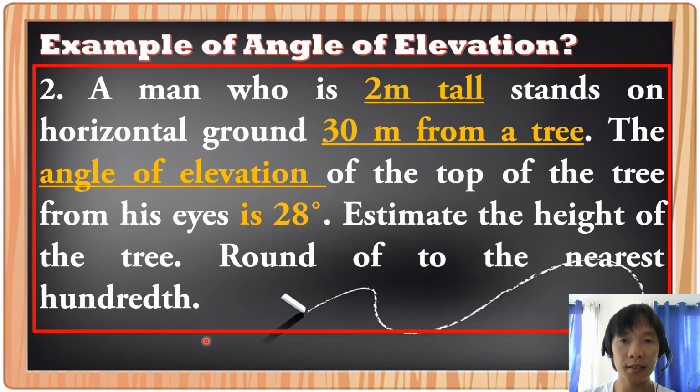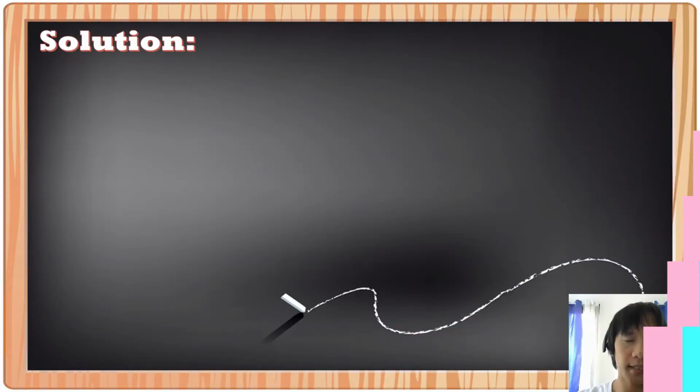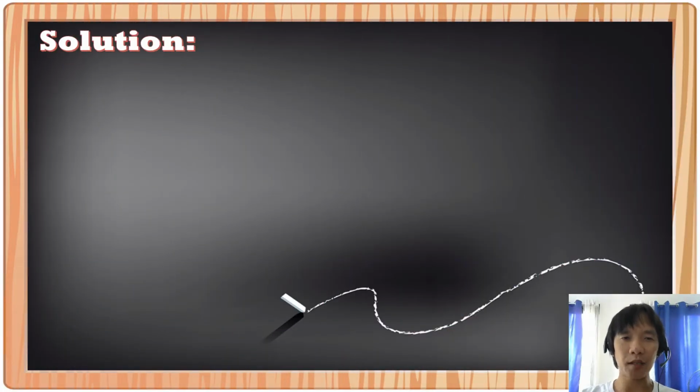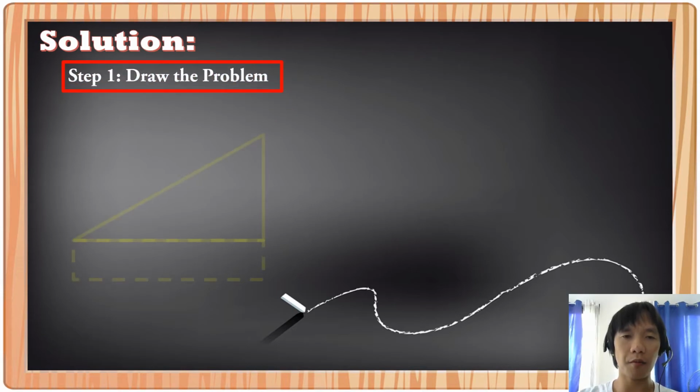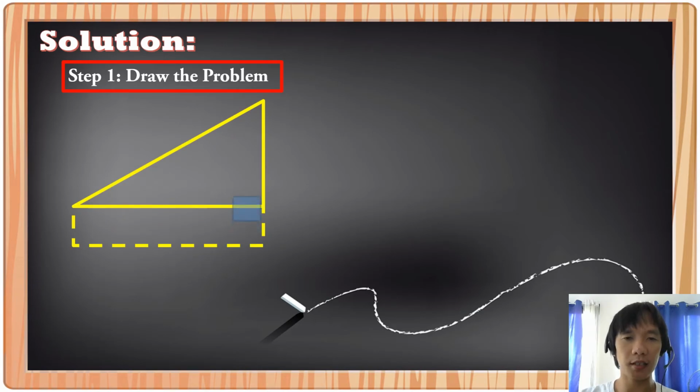A man who is 2 meters tall stands on horizontal ground 30 meters from a tree. The angle of elevation of the top of the tree from his eyes is 28 degrees. Now estimate the height of the tree and round off your answer to the nearest 100. This will be our solution for example number 2. So like in example number 1, we will first draw our problem. So this will be our illustration, and this is a right triangle problem still.